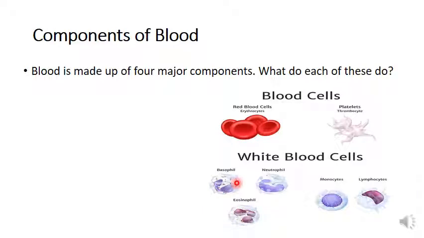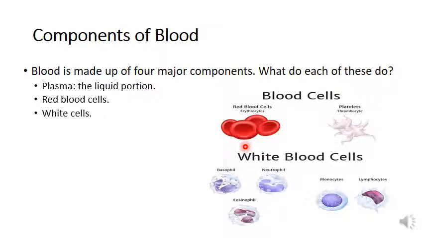Now, blood is made up of four major components. We want to be able to determine what each of these four major components do. Firstly, it's made up of plasma, which is the liquid portion, that is blood minus all these cells. Then it's made up of the red blood cells, also called erythrocytes. It's made up of white blood cells, also called the leukocytes. And it's also made up of platelets, also called thrombocytes.